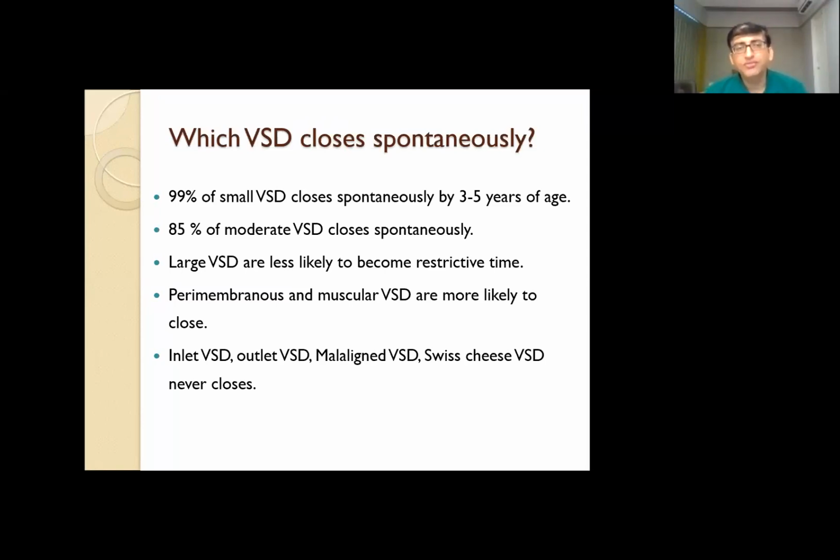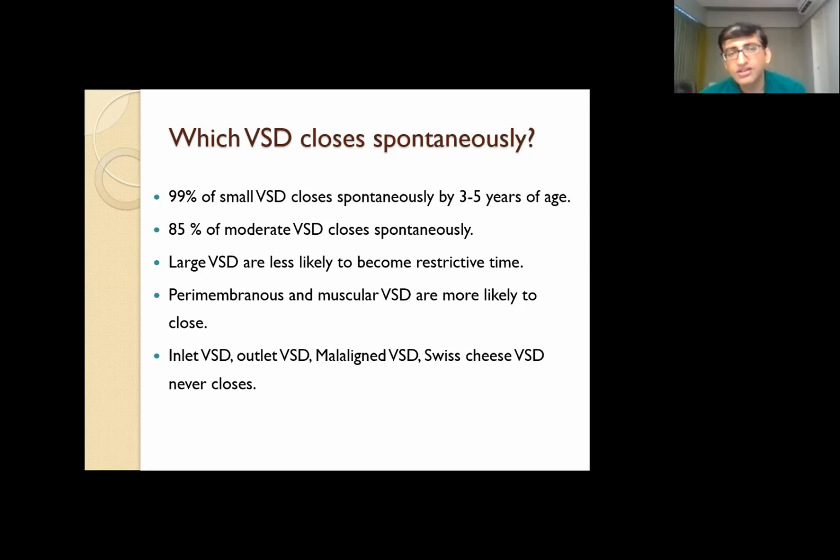Now, this is a very important slide, which VSD closes spontaneously. So we have a report showing that there is a VSD. So what should we guide to the parents? Whether this VSD will close or not, whether you need surgery, or wait and do nothing for now. What will we do? So the answer can be given in two ways. One is the size of the VSD and the other is the location of the VSD.